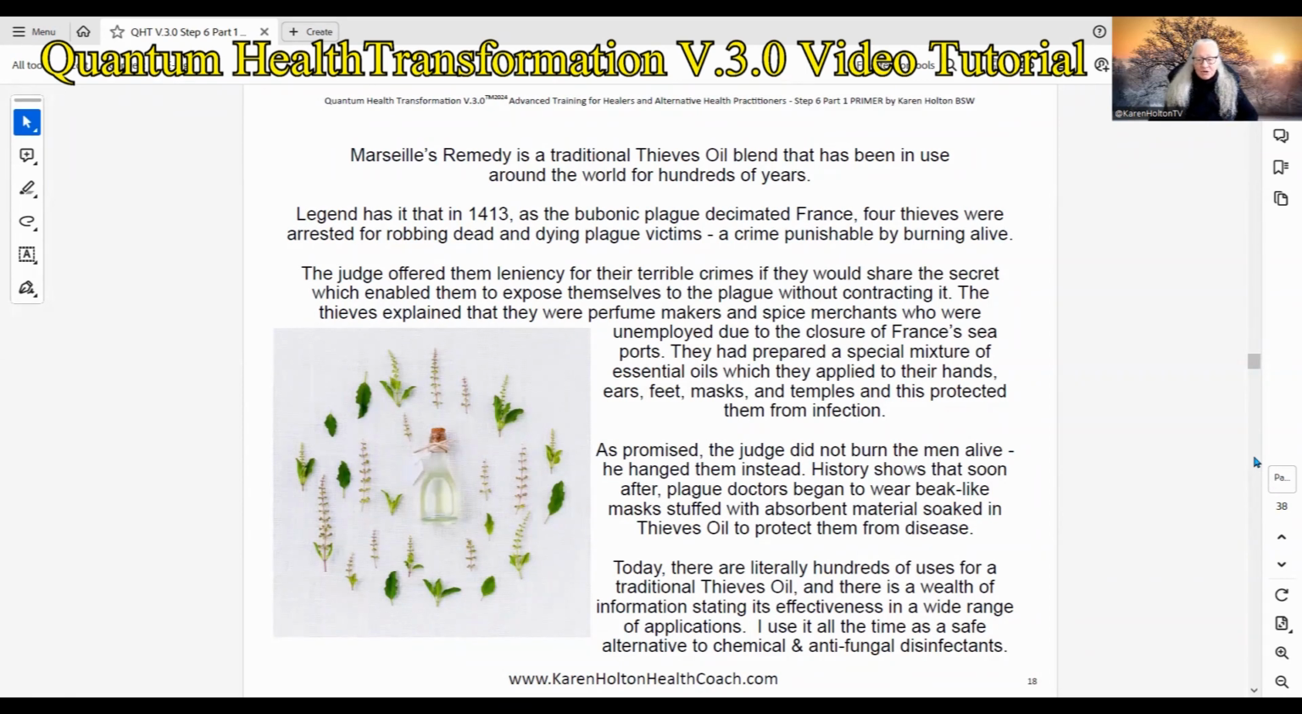Today, there are literally hundreds of uses for a traditional thieves' oil, and there is a wealth of information stating its effectiveness in a wide range of applications. I use it all the time as a safe alternative to chemical and antifungal disinfectants.